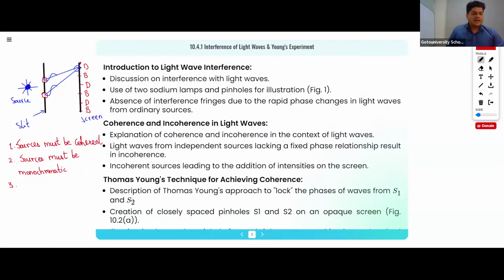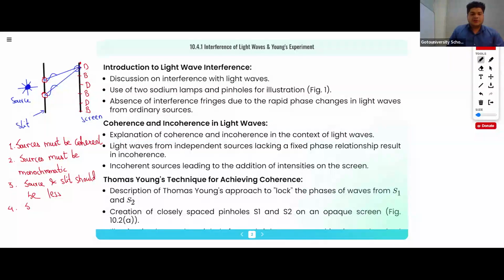Then third, he told that the distance between source and slit should be less. Again, fourth thing, he told that the distance between slit and screen should also be less.